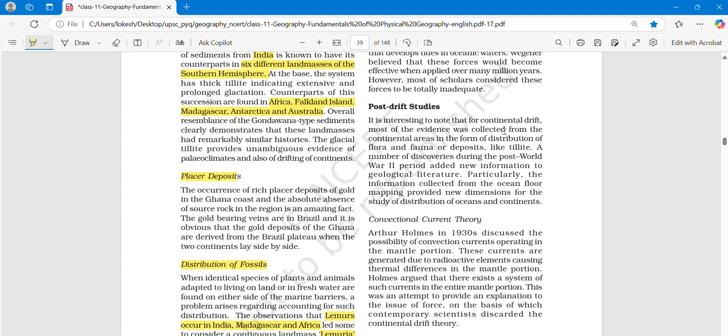Post-drift studies. It is interesting to know that most of the evidence for drift was collected from the continental areas, in the form of the distribution of flora and fauna, and deposits like tillite. A number of discoveries during the post-World War II period added new information, particularly information collected from ocean floor mapping, which provided new dimensions for the study.